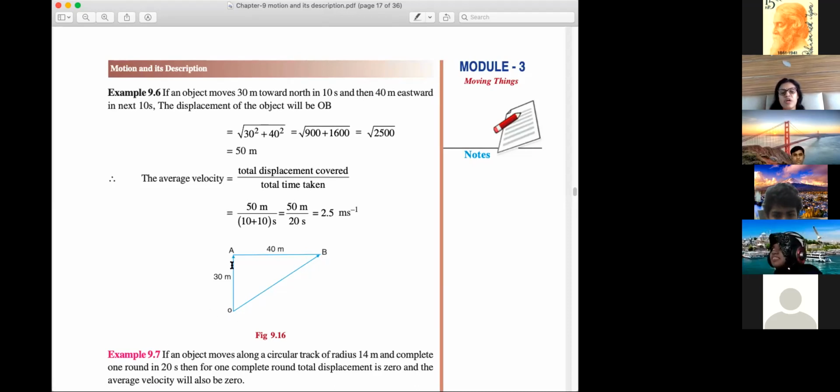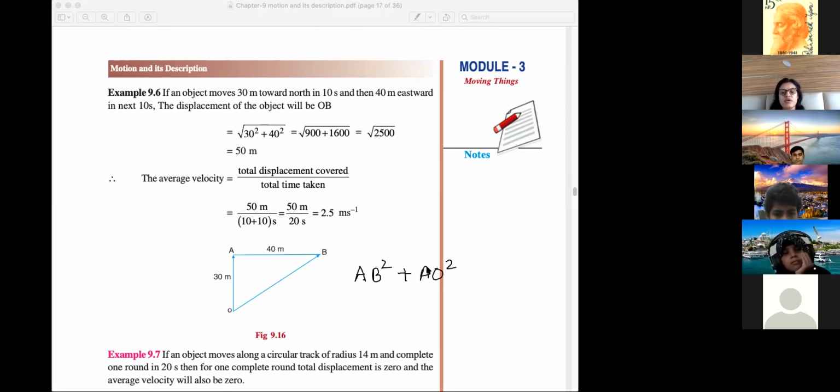So now how I told you to find out this distance, AB square plus AO square. This is very important. First class I have taught you how to find out using Pythagoras theorem. Okay, so use this thing. Remember this law. AB square plus AO square will give you OB square.